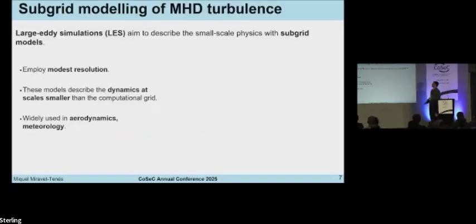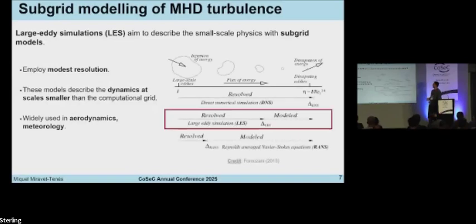So what is this? These large eddy simulations aim to describe the small scale physics with subgrid models. These simulations employ modest resolution, and these models describe the dynamics at smaller scales than the computational grid. And they are widely used in aerodynamics and also meteorology. Here we have a picture of how they work.